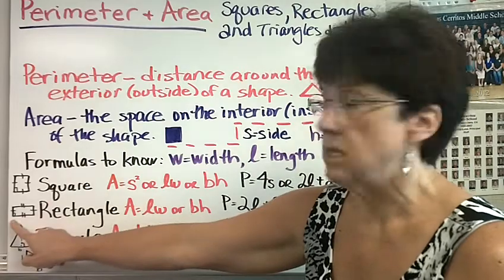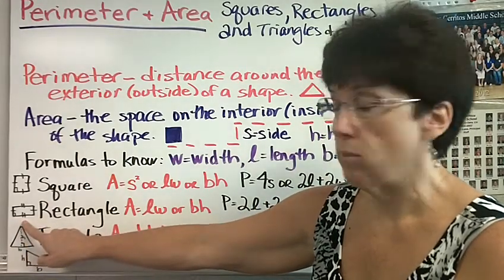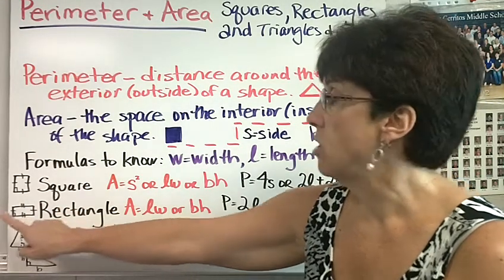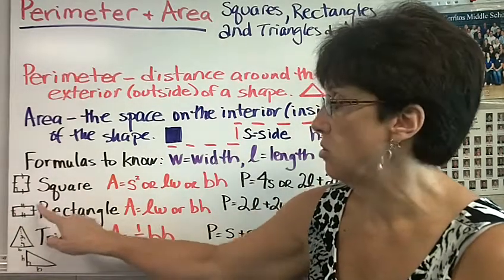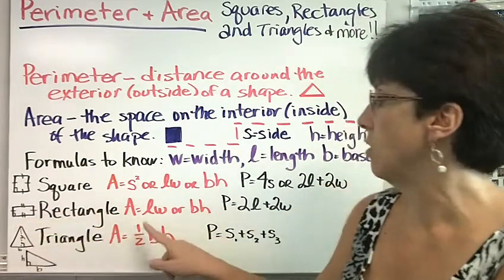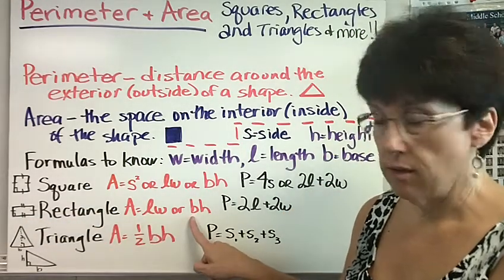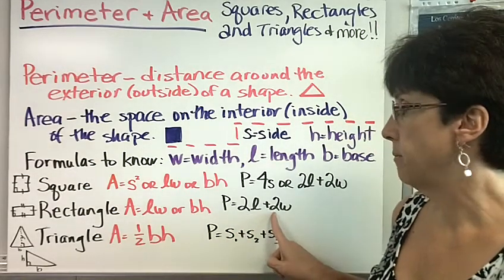Rectangle has the 90-degree indicator, but notice the tick marks are not all the same. You have 2 tick marks on the parallel sides here, 1 tick mark on the parallel sides here, which says these 2 sides are the same and these 2 sides are the same, but they're not all the same. Okay, so it's a rectangle. Area, length times width, or base times height. Perimeter, 2 times the length plus 2 times the width.